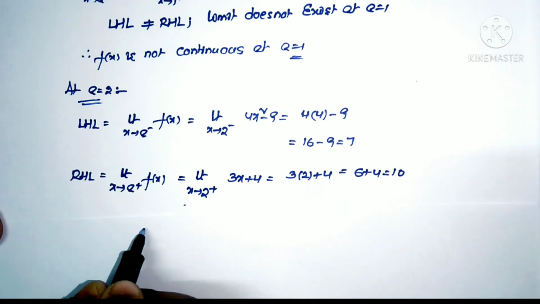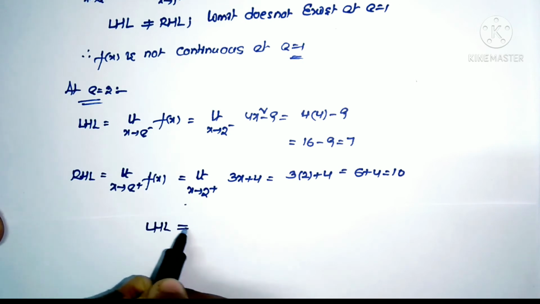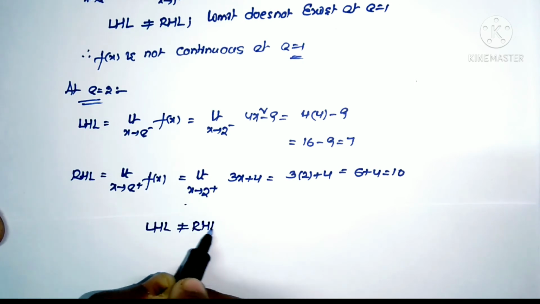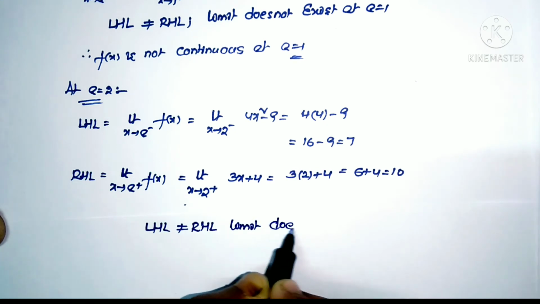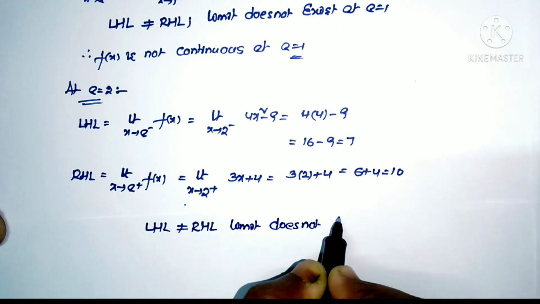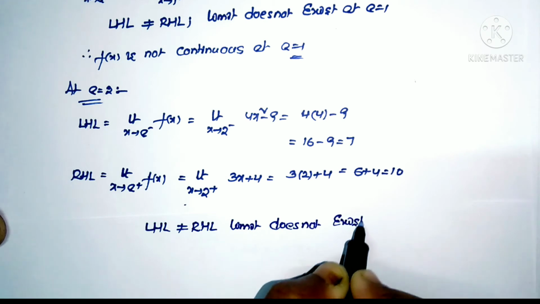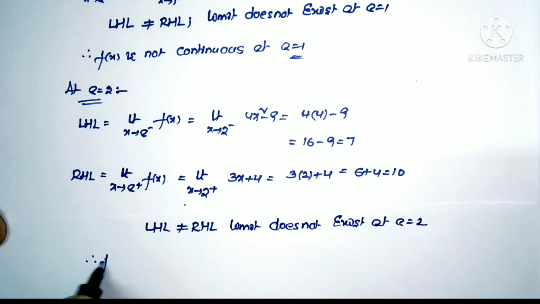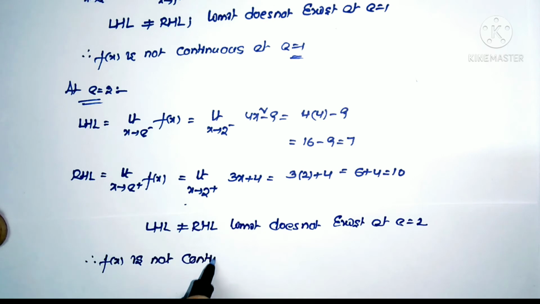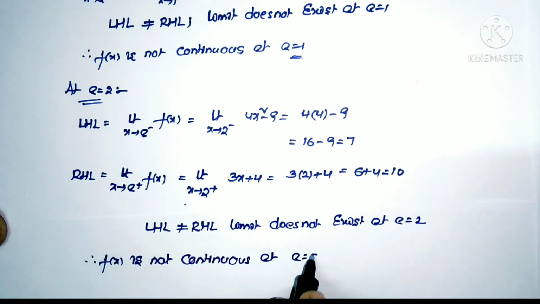So here also the two values are not equal, therefore left hand limit is not equal to right hand limit. So limit does not exist at a is equal to 2. Therefore, f of x is not continuous at a is equal to 2. That's all. This is the answer.